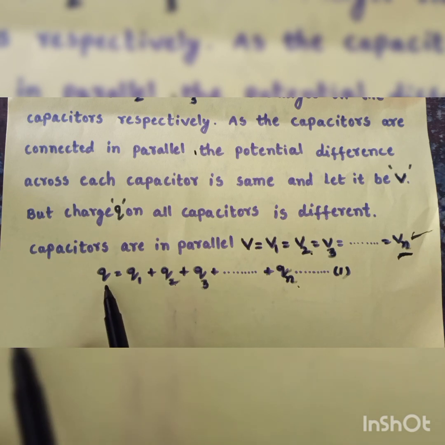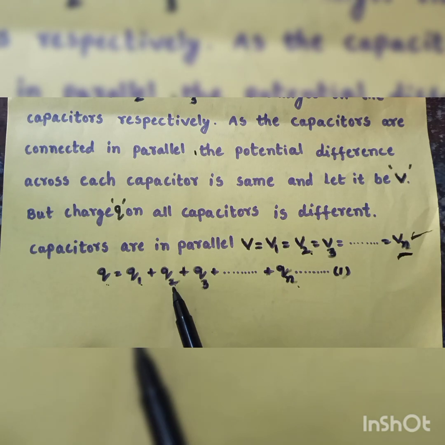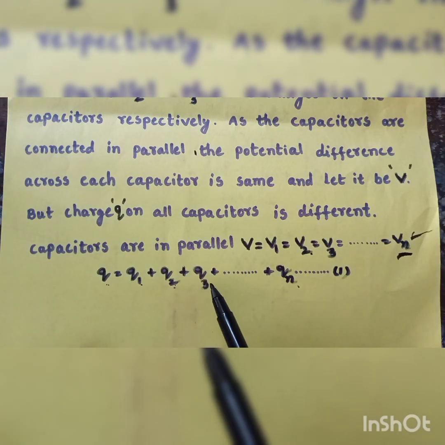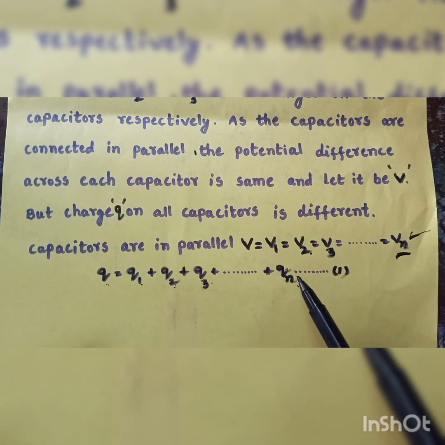Q is the total charge. Q1 is the charge of the first capacitor, Q2 is the charge of the second capacitor, Q3 is the charge of the third capacitor, and so on.